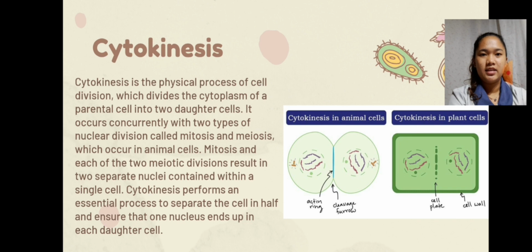Cytokinesis. It is a physical process of the cell which divides the cytoplasm of a parental cell into two daughter cells. It occurs concurrently with two types of nuclear division called mitosis and meiosis, which occur in animal cells. In mitosis, each of the two meiotic divisions results in two separate nuclei contained within a single cell. Cytokinesis performs an essential process to separate the cell in half and ensure that one nucleus ends up in each daughter cell.